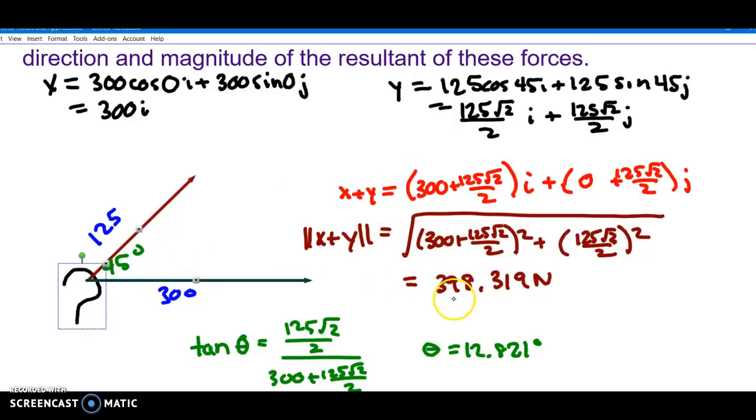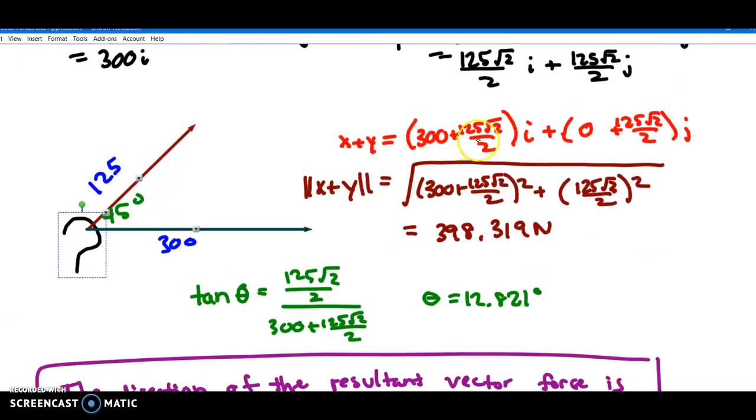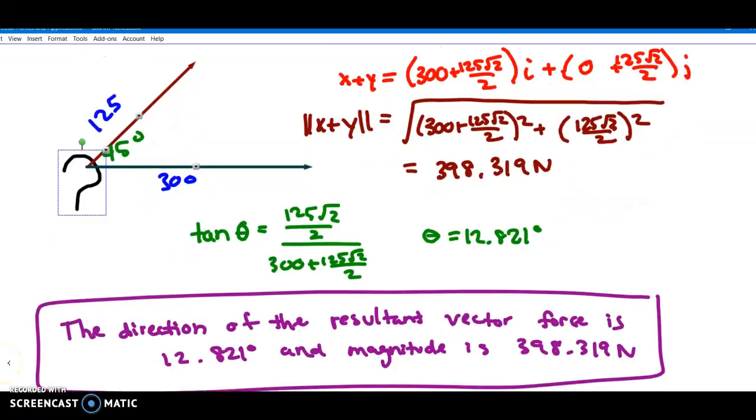So I got that the magnitude was 398.319 newtons. To find theta, remember it's just b over a. I'm using that for the resultant vector. So I get that it's about 12.821 degrees. So that's my final answer. Again, I apologize, I'm going really fast, but I only get 15 minutes, so I'm making the most of every single second.